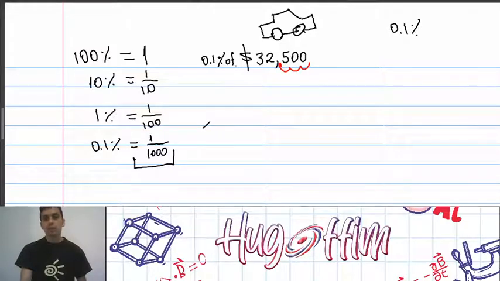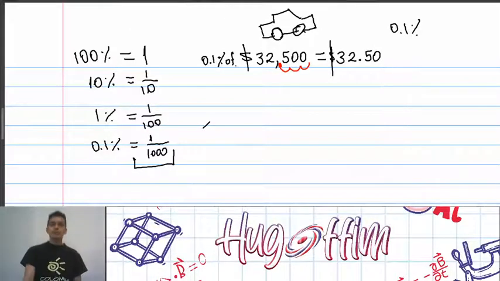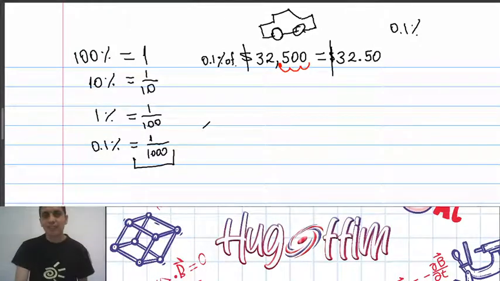So 0.1% of 32,500 will be just $32.50. And that's it. This is so simple, right?